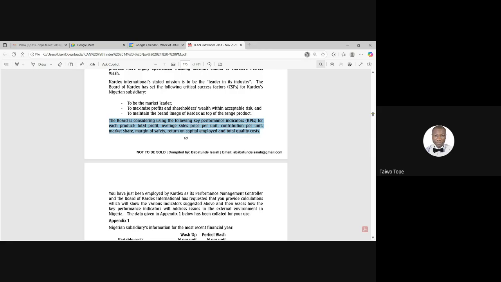Take note of contribution per unit. So something is happening here. We just derived what now? Sales per unit, isn't it? Average sales price per unit. Contribution per unit is selling price minus variable cost. I mean, sales price per unit minus variable cost per unit. Yes. I think we just got the sales per unit now. Very good. So you can see the sequence.